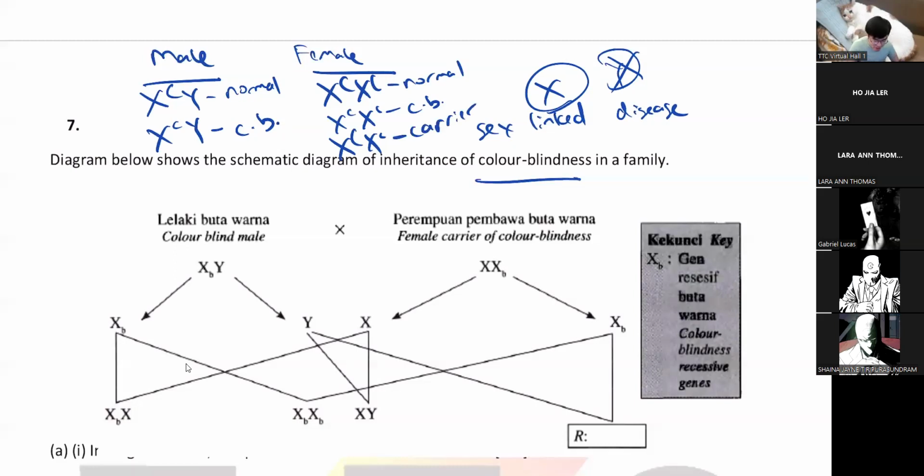What does it mean by a carrier? That means this woman has a dominant gene, and this dominant gene will cover away the recessive, so the recessive will not show. Just because it doesn't show doesn't mean it doesn't exist. It is still there, hidden in the dark. So she has no problem. She has no color blindness, but she might pass this to her child. So this is why we call her a carrier.